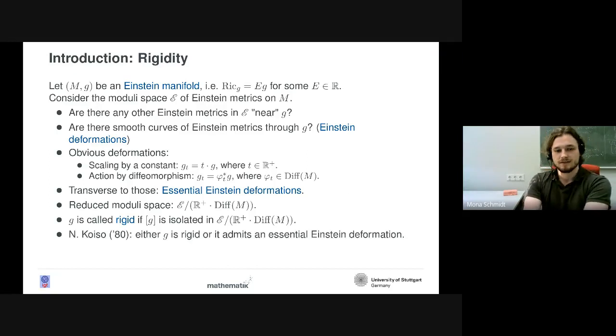And what Norihiko Koiso showed in 1980 is that either g is rigid or it admits an essential Einstein deformation. This means that the moduli space, or the reduced moduli space, is locally arcwise connected.